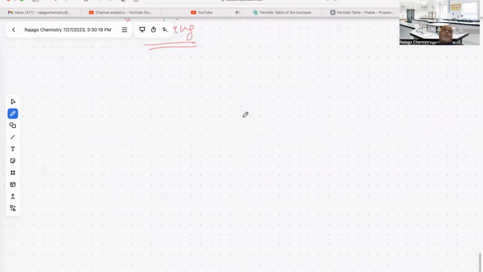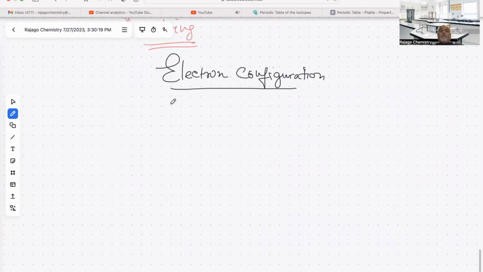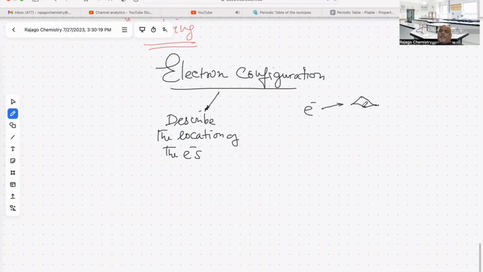In our next class, we are going to look at a very, very important concept called the electronic configuration of elements, where the electronic configuration is written to describe the location of the electrons. Okay, the electrons are nothing but the eyes of an atom. Okay, this is very important. These are the eyes of an atom.